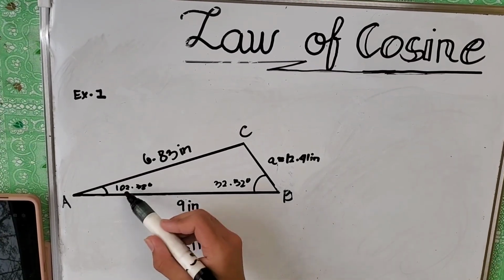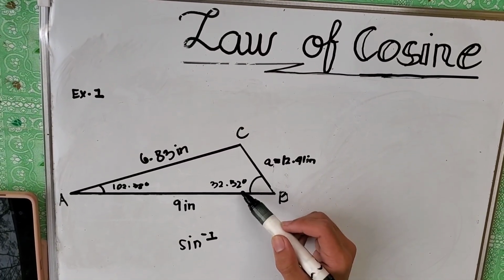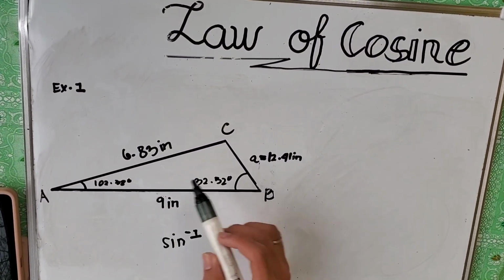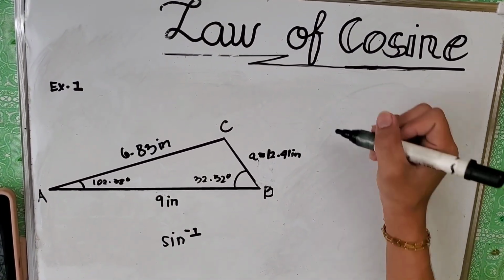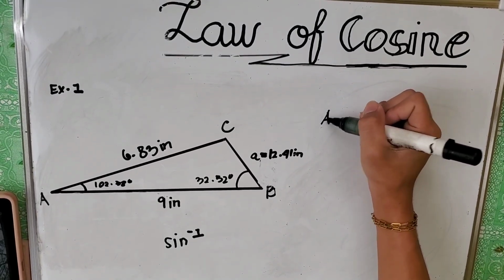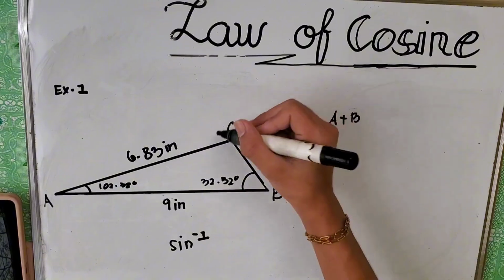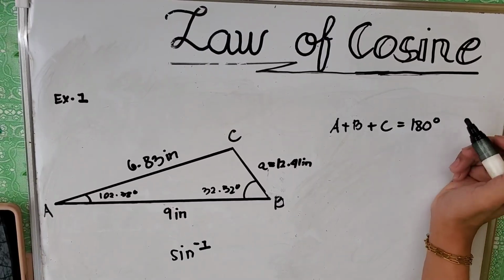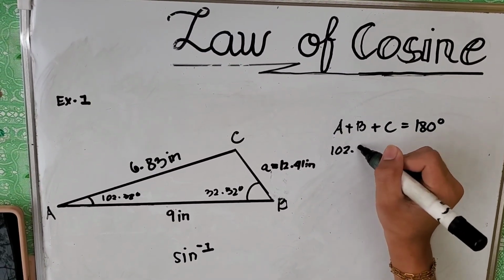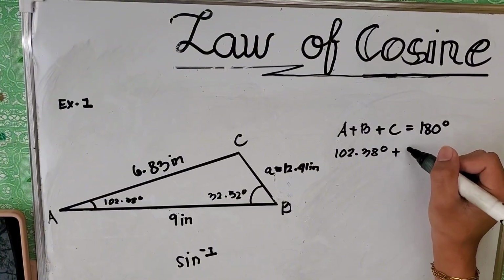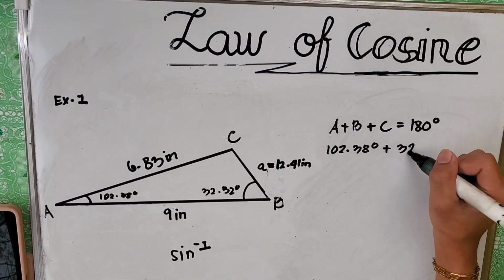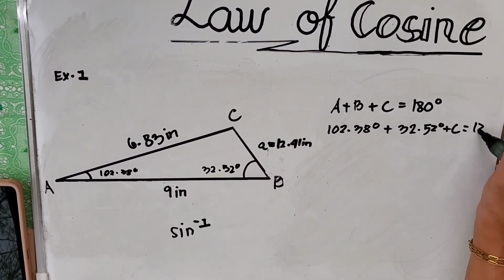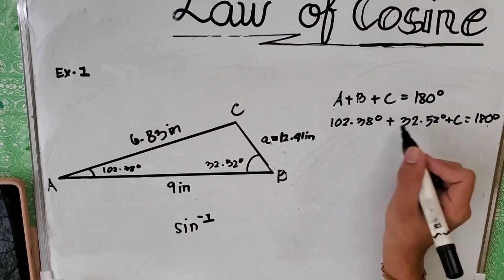So since we solved for the other unknown angle, which is the angle opposite the shortest side, and we now have two given angles with values, we're going to use the triangle sum theorem to solve the value of angle C. Substitute: 102.38 degrees plus the measurement of angle B, 32.52 degrees, plus C, which is unknown, is equal to 180 degrees. Next is to add these two.